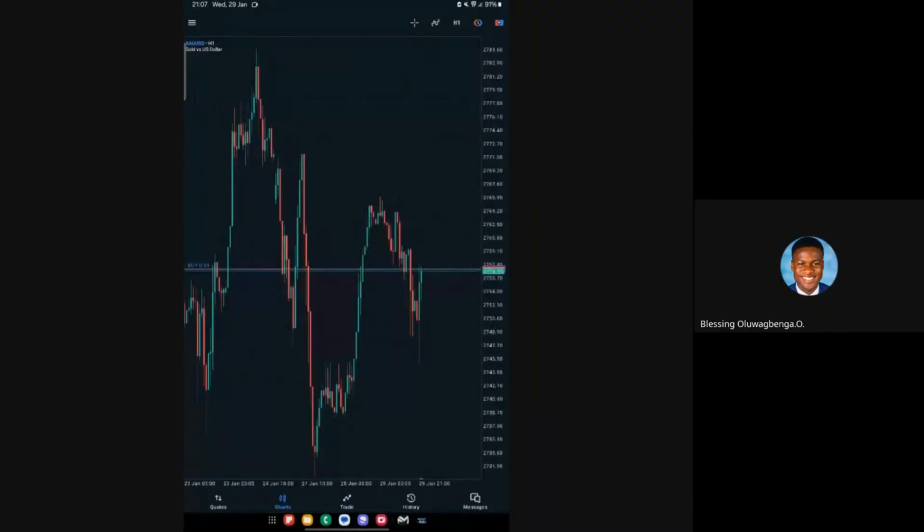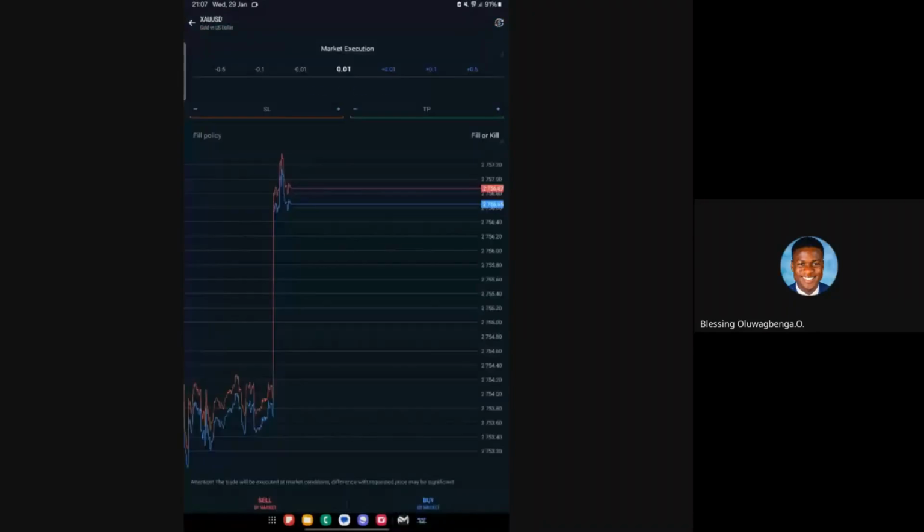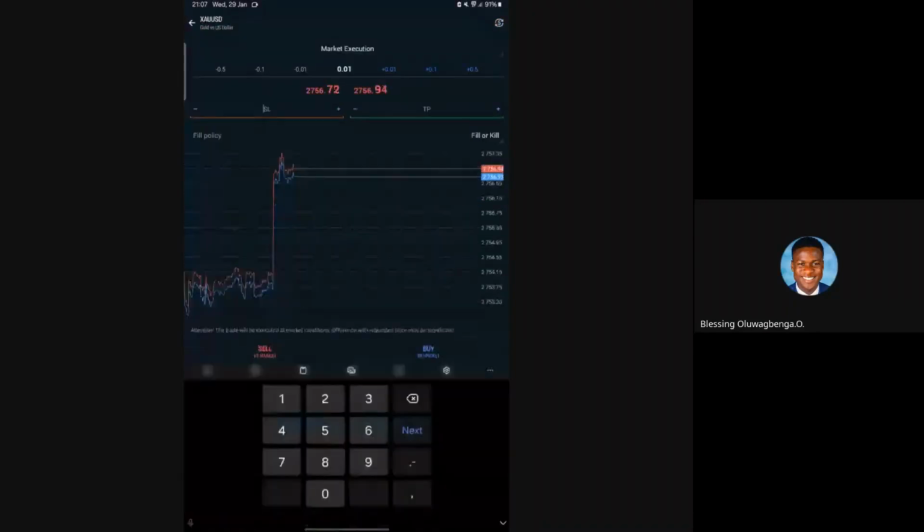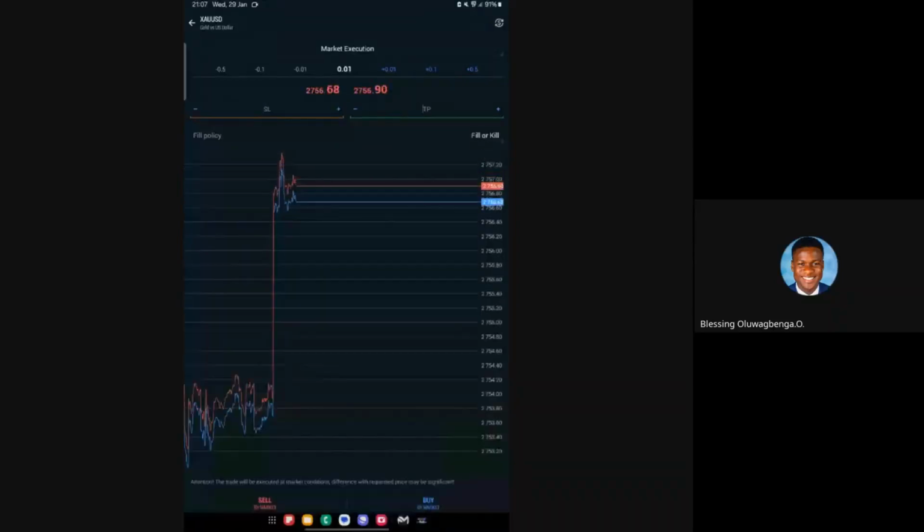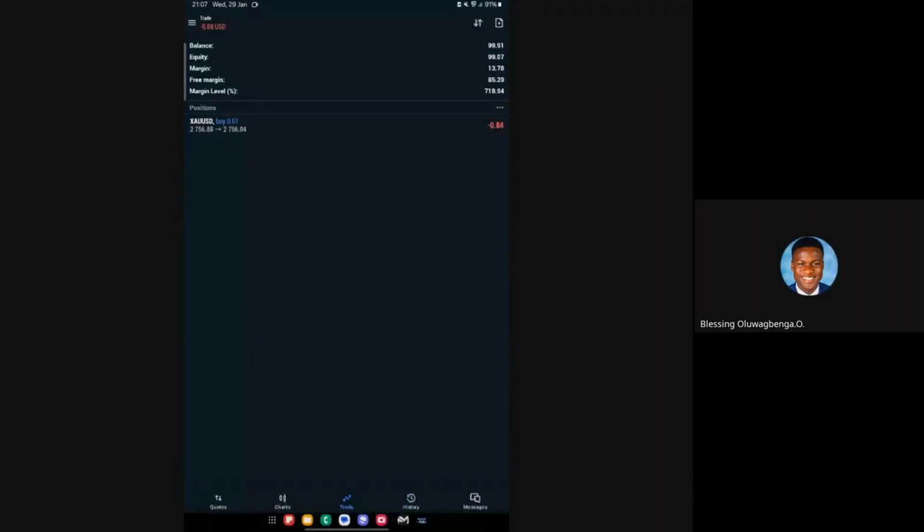All right. Now, to place my stop loss, you can actually place the details of your stop loss and your TP here before you enter the trade, and you can do so after you enter the trade. All right. All you have to do is tap on it.